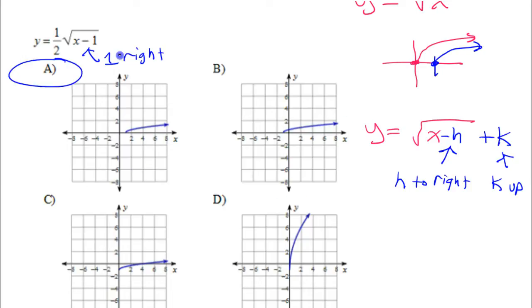If I saw another graph that was also moving 1 to the right, then I'd have to talk about the fact that this 1/2 value, this a value in the front, because it's less than 1, is a vertical compression, which is why this is so short. Normally this graph is a little taller, so it would go something more like this. Okay, but because of the 1/2, it's shorter like this. Anyway, the answer is A.